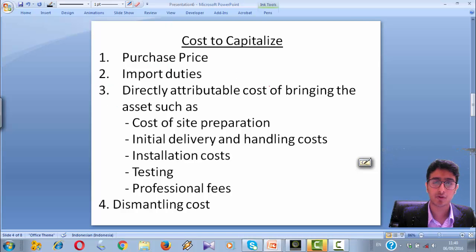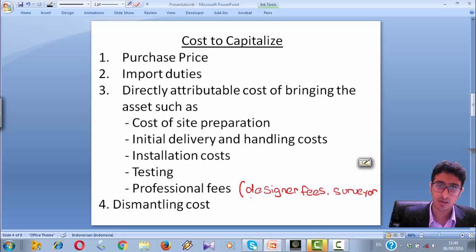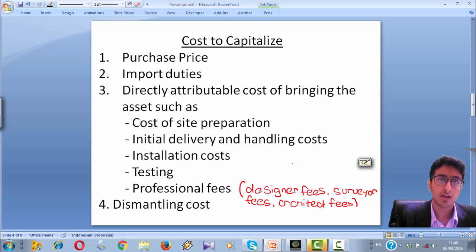The third one is directly attributable costs of bringing the asset, such as cost of site preparation, initial delivery and handling costs, installation costs, testing costs, and professional fees. Professional fees can be such as designer fees, surveyor fees, and architect fees. These are just few examples of what professional fees can be.